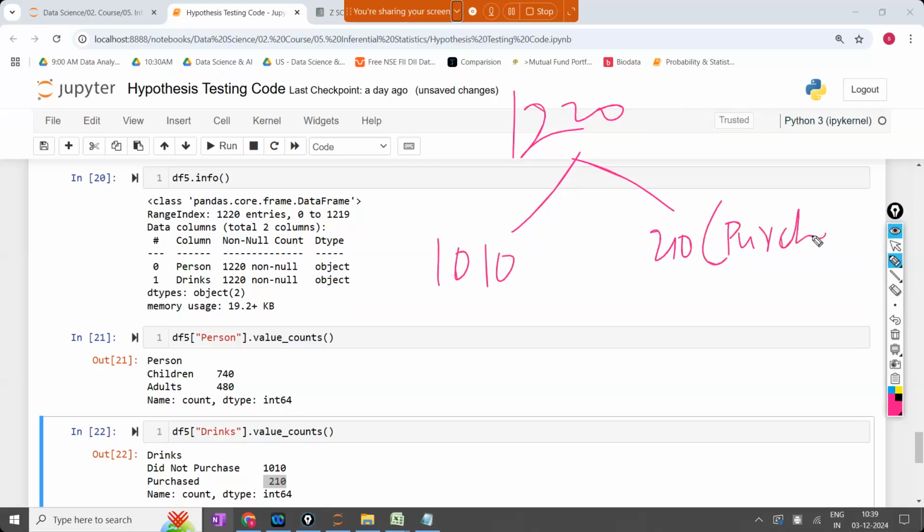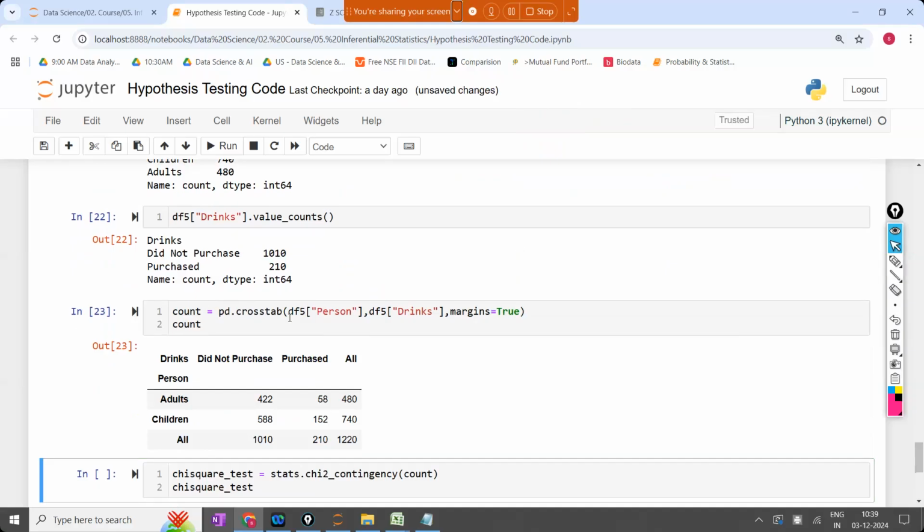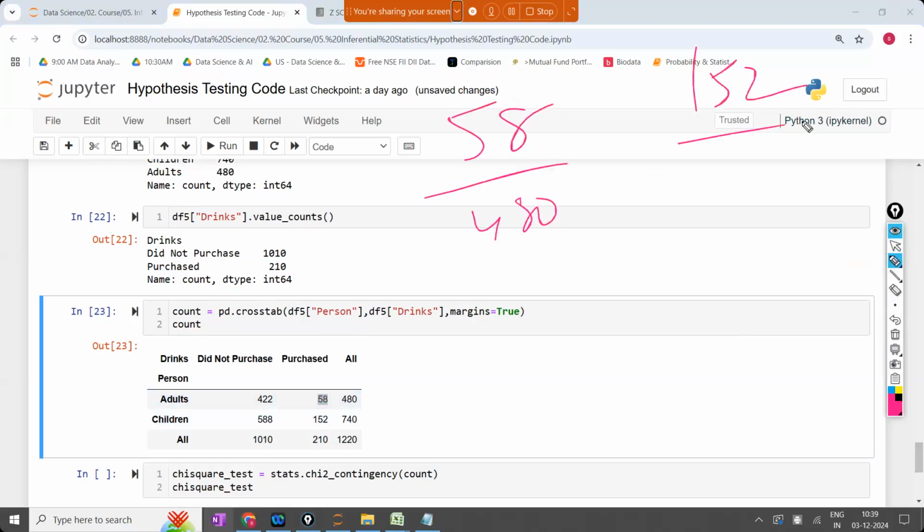Okay. Now my requirement is here. Within the 210 people who purchased, how many are adults and how many are children? That is the question. Whether the ratios are the same or not. The non-purchase people we will forget. That is the question. So here I'm going to apply the cross tab. When you have two discrete variables, we apply the cross tab. Within the adults, how many people purchased? 58 people of 480. 152 people of 740. Whether both of them are the same or not, that is the question.